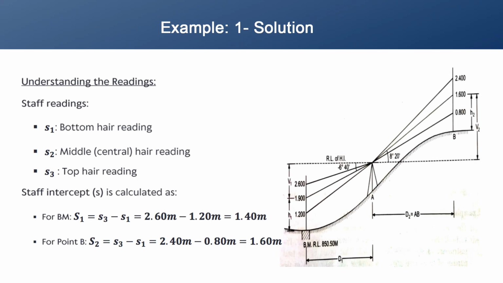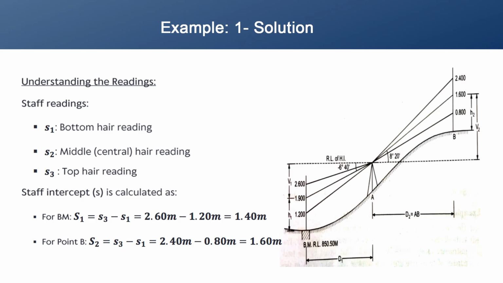Let us first understand the readings. The staff readings S1 denotes the bottom hair reading and S2 denotes the middle or the central hair reading, and S3 denotes the top hair reading.